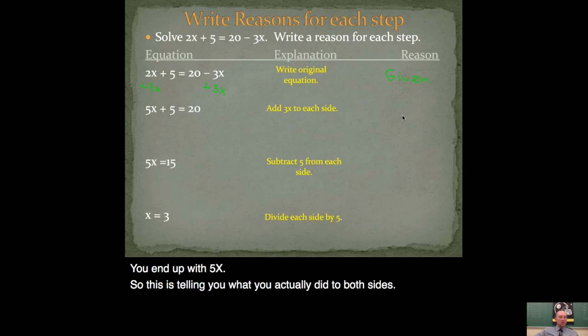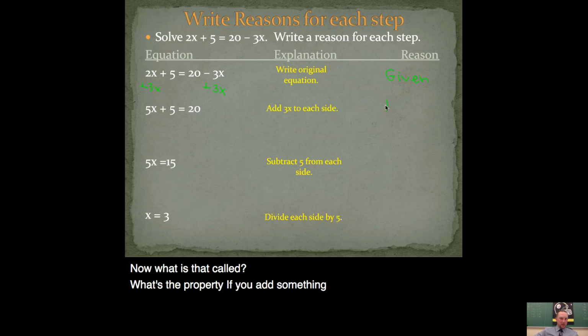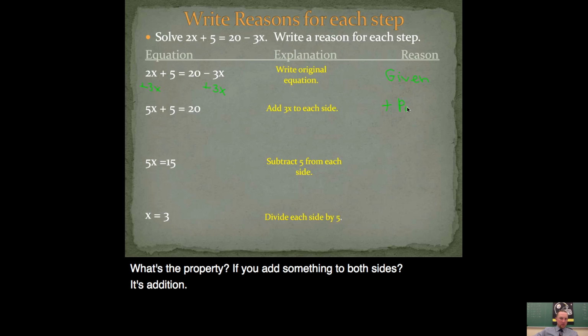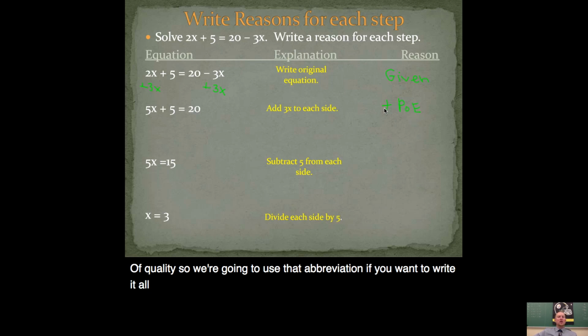Now, what is that called? What's the property if you add something to both sides? It's addition property of equality. So we're going to use that abbreviation. If you want to write it all out, you certainly can. But this is shorter, it's quicker, it's going to save you some time. You just need to know what it means.